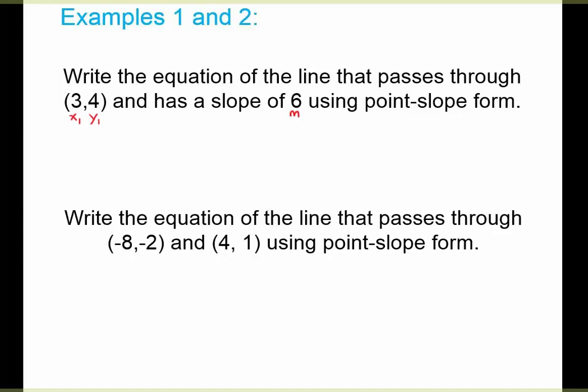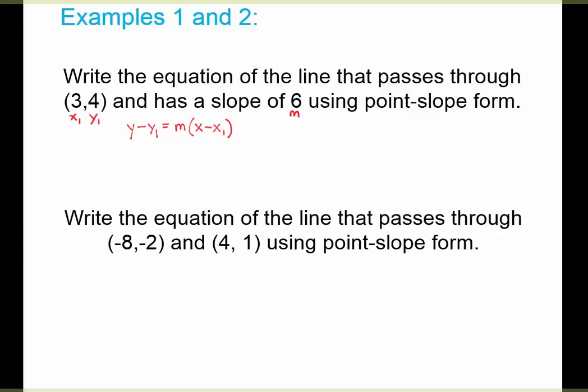Your job is basically to remember what point slope form looks like, so you're going to have to memorize this if you don't know it already. Remember that point slope form is y minus y sub 1 equals the slope times the quantity x minus x sub 1. And then from here, we're just going to plug in our information.